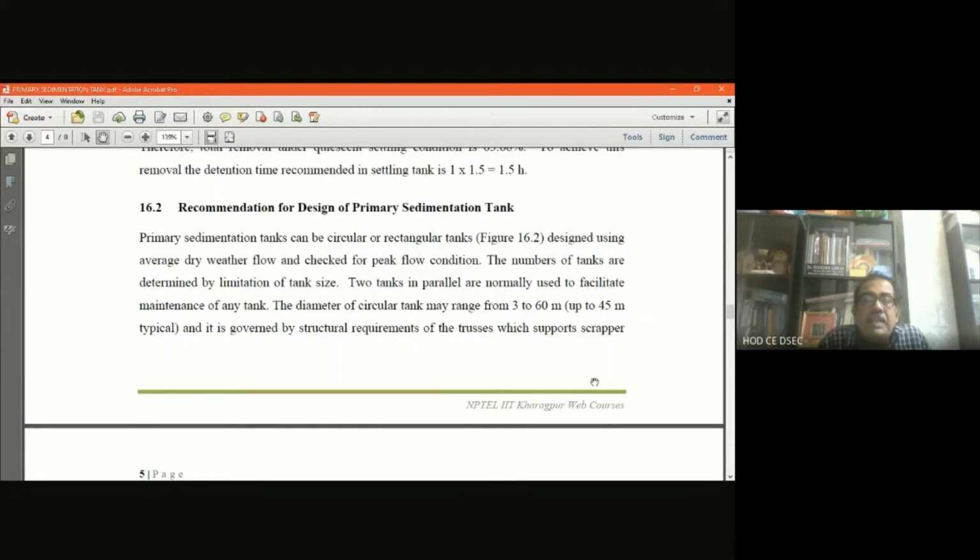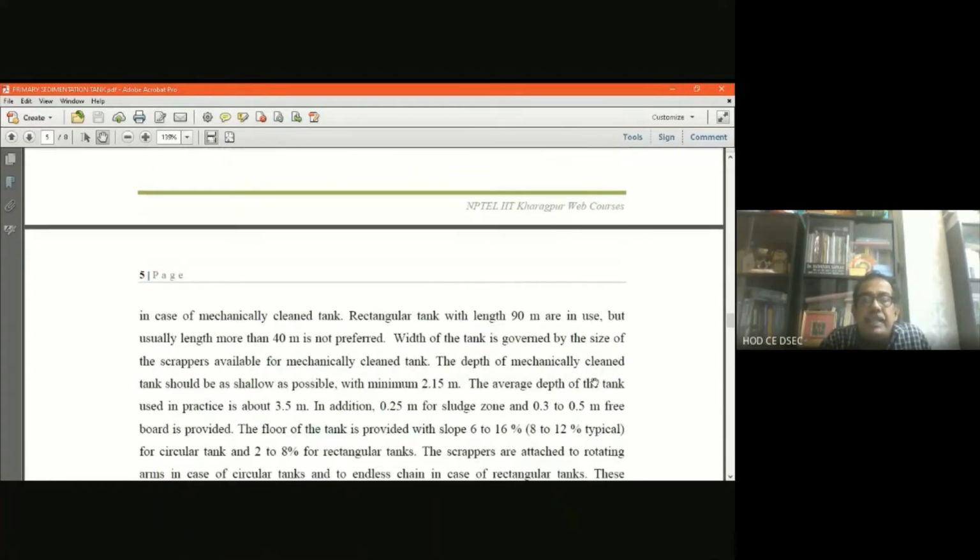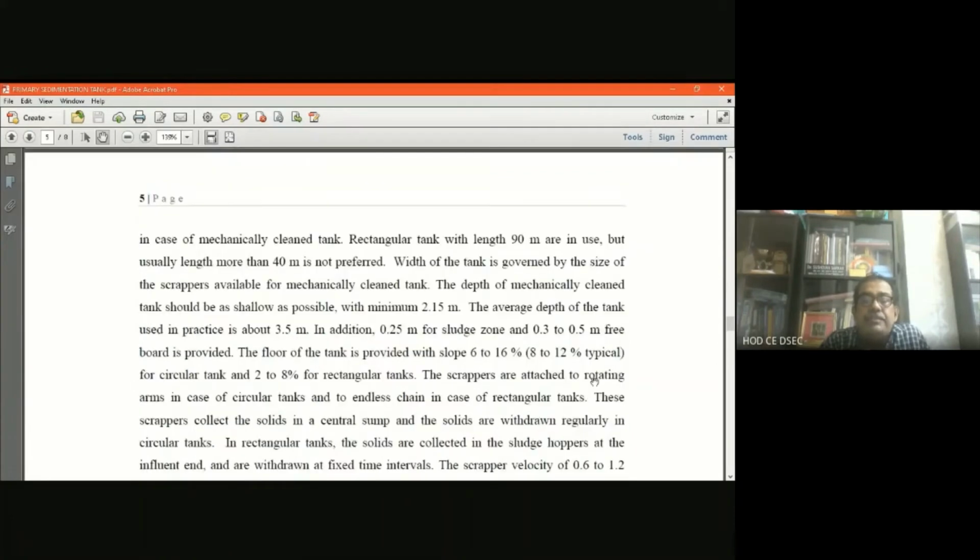Now, in case of the circular tank, the diameter is generally considered 3 to 60 meter. Typically, a 45 meter diameter is considered. And there are some structural requirements of trusses for supporting the scrapers, in case of mechanical cleaning, that has been provided.